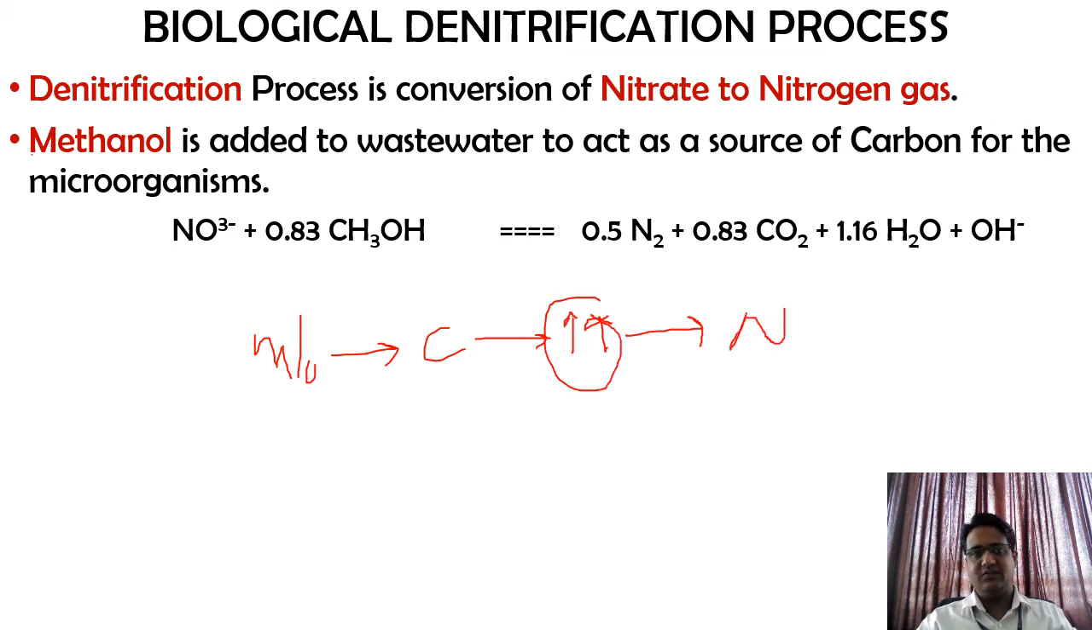So basically why is methanol added? Because the microorganisms, this nitrobacter which was discussed earlier, need some source of energy. So methanol will be the source of energy or source of carbon for those, and then the nitrogen gas in this reaction is going to be released.